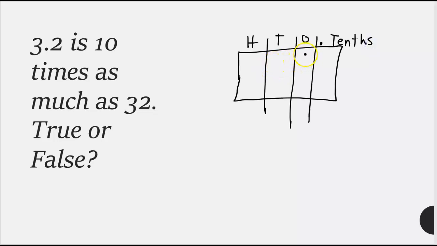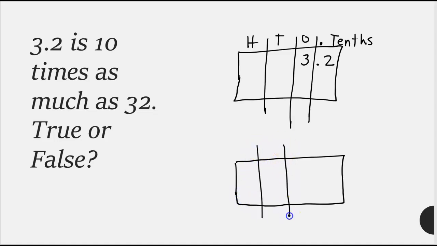So my number is 3 2/10. And then let me make another one for 32. I've got my hundreds, my tens, my ones, my decimal, and my tenths. So now I'm at 32. If I were to move one place to my tens, I know I'm going to multiply by 10, right?